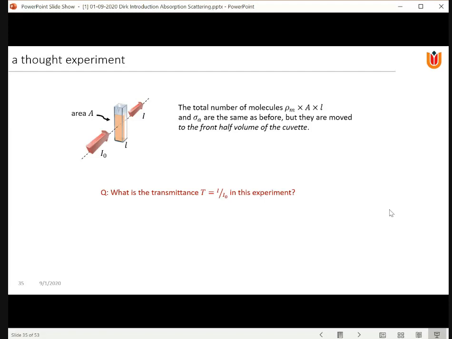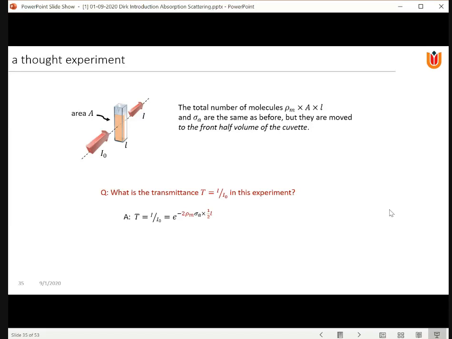That answer I really like. You wrote exponential of 2 times mu A times half times L, and that is true because, as we move all the molecules to the front of the cuvette, we are actually doubling the molecular number density in that part. So we get a factor of 2 in front of the molecular number density.